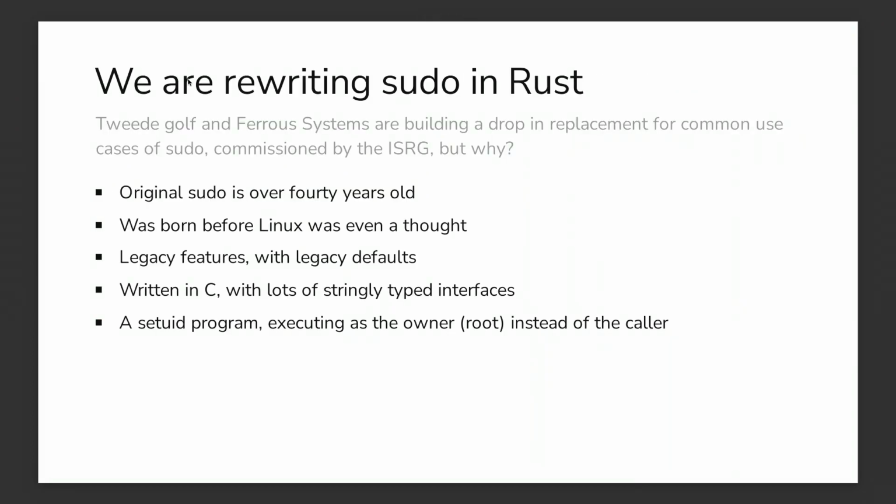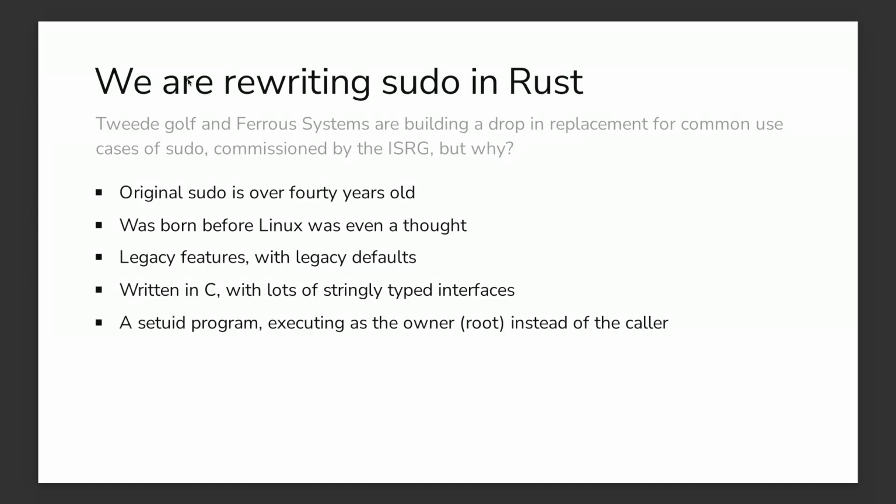So we are rewriting Sudo in Rust, and with we, I mean Tweede Golf, together with Ferrous Systems from Berlin. We are not re-implementing the entirety of Sudo. We are building a drop-in replacement for just the common use case of Sudo. And as Alex said, we are being financed by ISRG, the makers of Let's Encrypt. So why would we re-implement Sudo, of course, is the question that's best to ask.